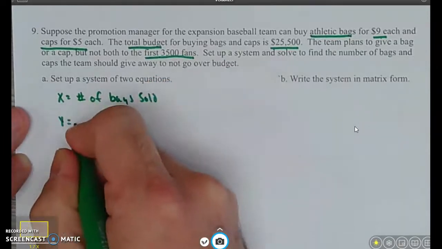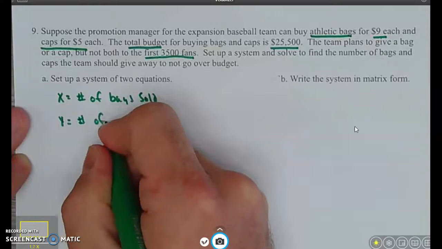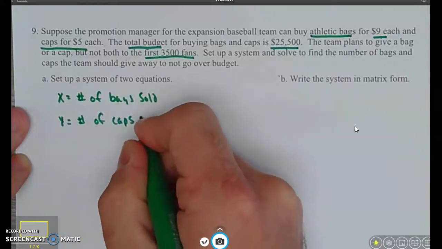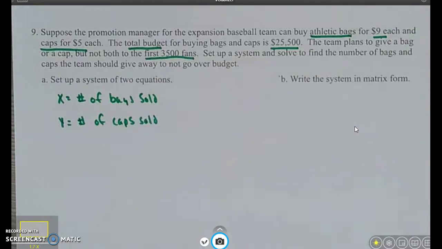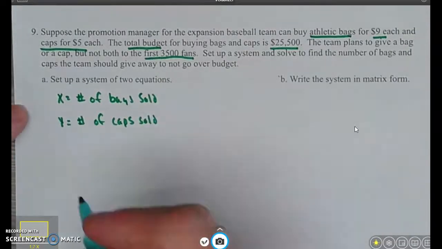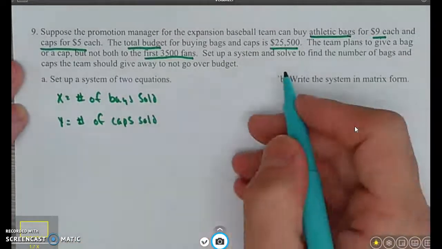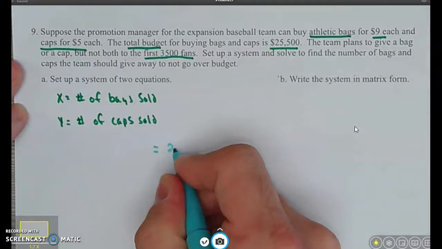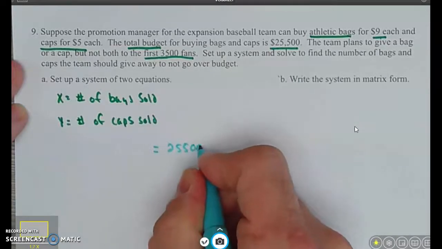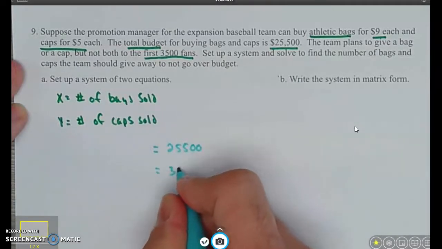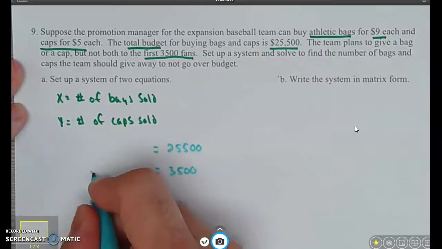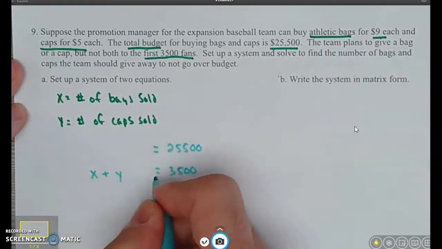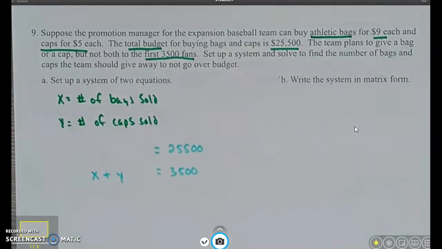And we will say that Y is the number of caps sold. So when I go through this, I'm going to be asked, hey, what is that system of equations going to be? In this situation, I know I have two totals: 25,500, and I have another total of 3,500. What I know about that 3,500 is if I add X and Y together, I should get 3,500.